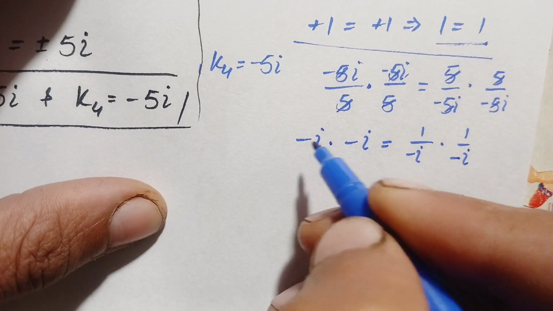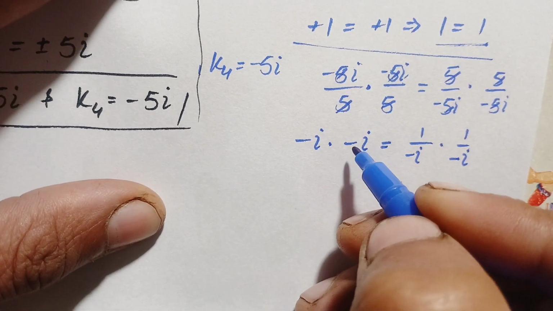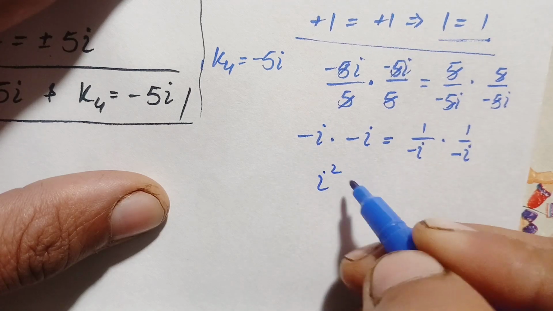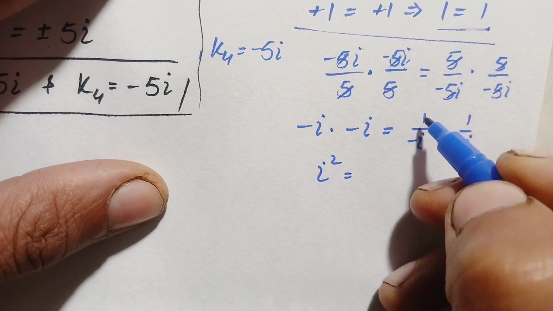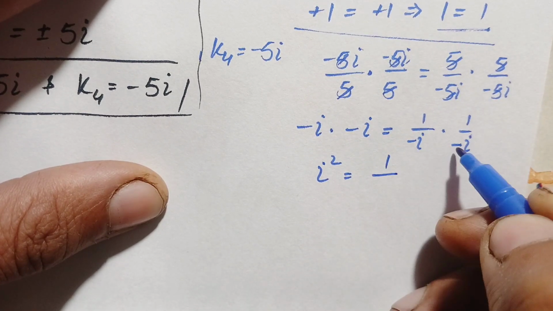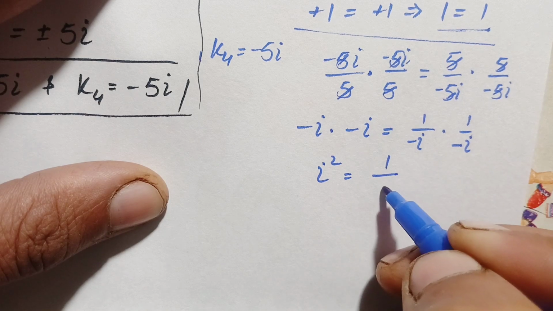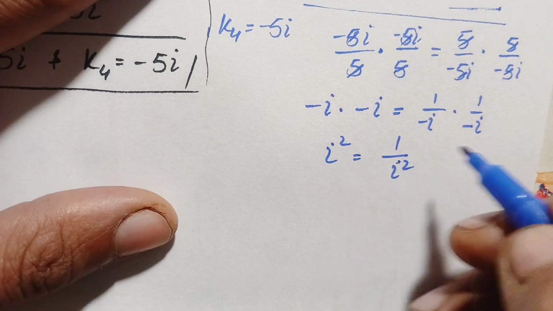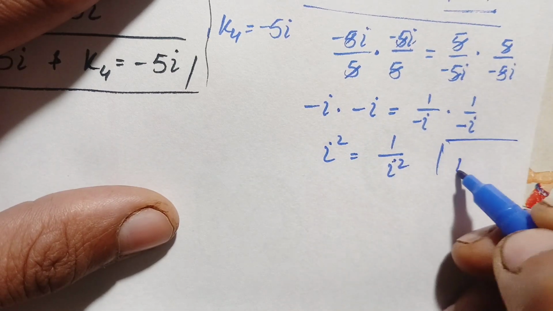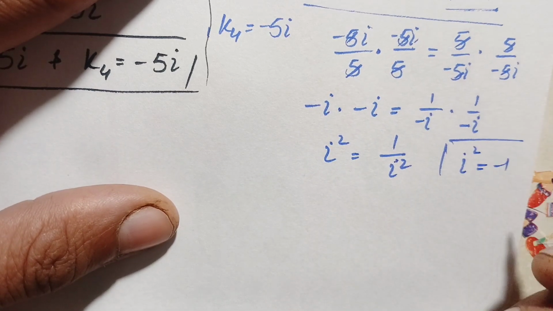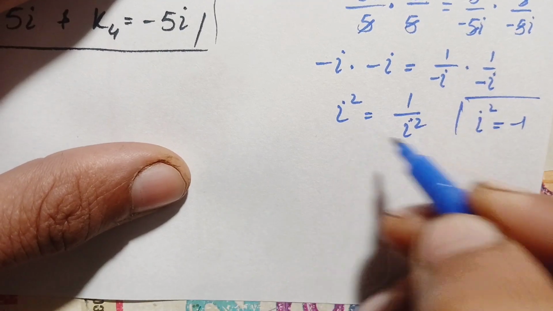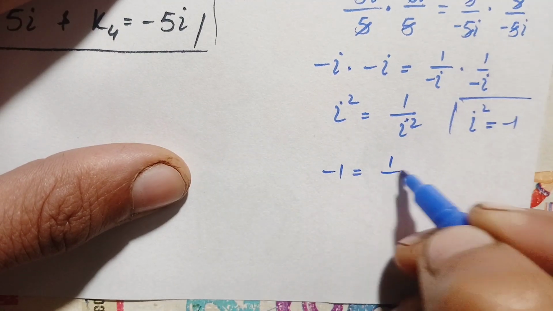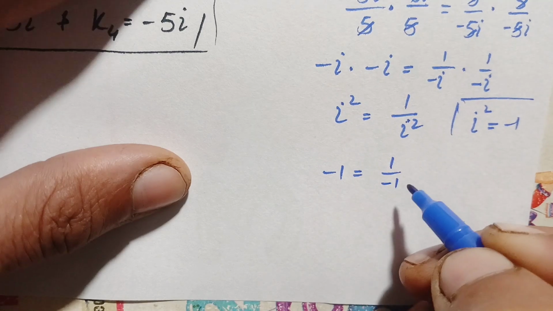Now we know that negative times negative is positive, so this will become positive, and i times i is i square is equal to, and 1 times 1 is 1, negative times negative is positive, and i times i is i square. Now let us replace i square with its value, that is negative 1, as we know that i square is equal to negative 1. So this will become negative 1 is equal to 1 by negative 1.